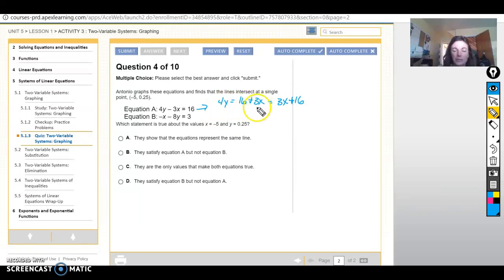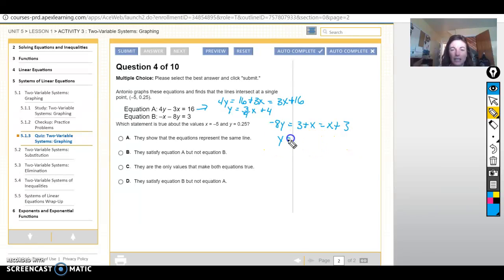Okay, and now I'm going to divide both sides by 4, and I end up with y equals 3/4 x plus 4. Okay, so that's the first line, and that's as simplified as it can get. So I'm going to do the same thing with the other line. I'm going to rearrange it to y equals mx plus b by first adding x to both sides. So I get -8y equals 3 plus x, which is x plus 3. And now I'm going to divide both sides by -8.